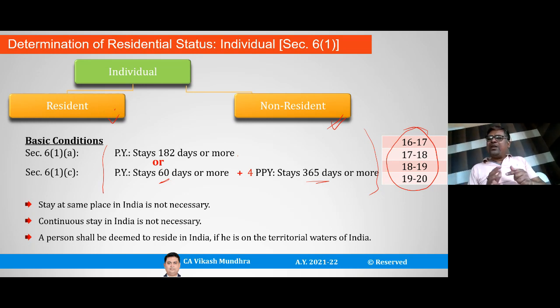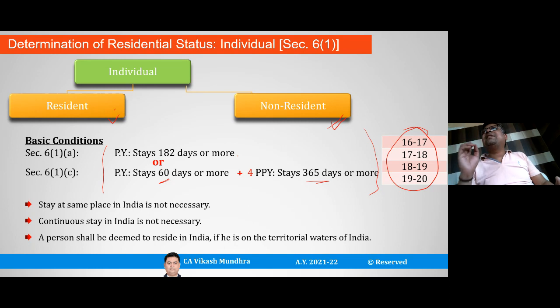For example, in the month of April 2020, he visits India for 20 days and goes back to his country, and again visits in the month of June for 60 days, and in that manner he resides in India in a scattered way. If he resides in India for the required number of days, that also will be considered as a resident in India. The condition is not about continuous stay; his stay during that particular previous year should exceed this number of days.